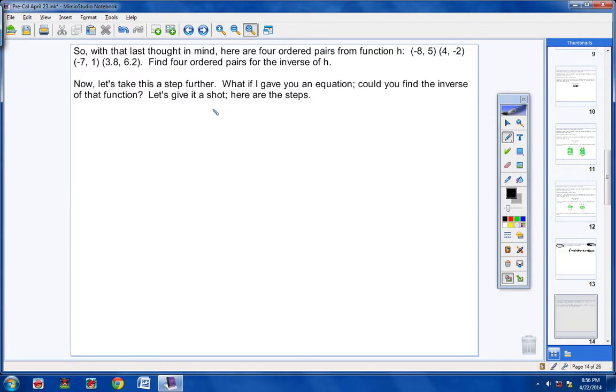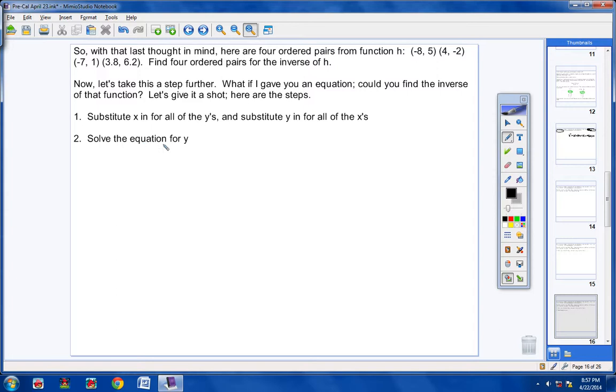Now let's take this a step further. What if I gave you an equation? Could you find the inverse? Let's give it a shot. Here are the steps. Write these down. Step 1, everywhere there's an x, you put a y. And everywhere there's a y, you put an x. Isn't that simple? And then step 2, solve the equation for y. Solve the equation for y. So really, this is not too difficult. Let's try a couple of these. So that's it. Pretty simple.